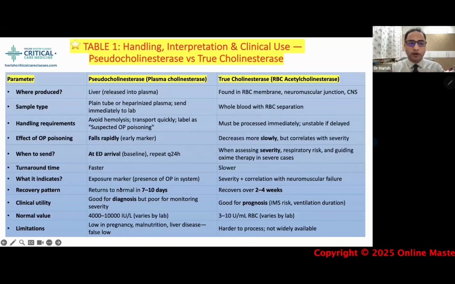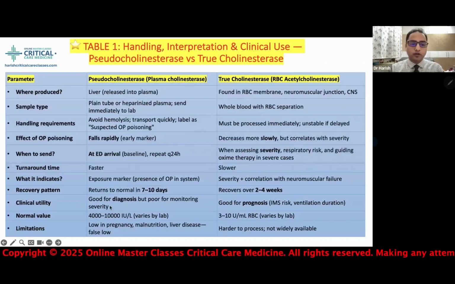Okay. So recovery pattern: pseudocholinesterase recovers to normal in 7 to 10 days, while it takes 2 to 4 weeks for true cholinesterase. Clinical utility: pseudocholinesterase is good for diagnosis but poor for monitoring the severity. True cholinesterase is good for prognosis, intermediate syndrome risk, and ventilation duration. So it tells about the prognosis overall.